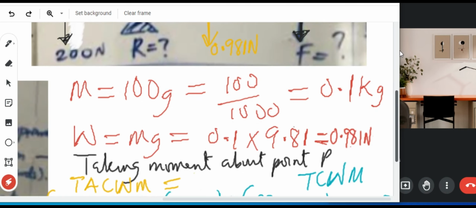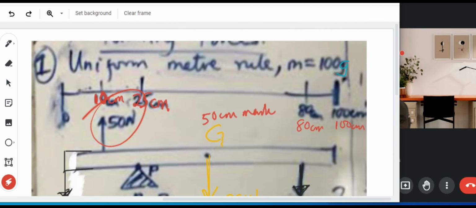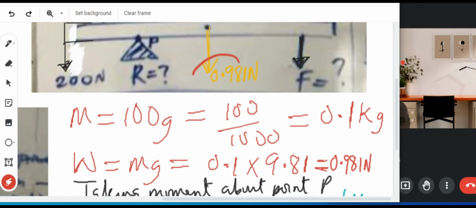That's for the 50 Newton force. That's another clockwise moment. Then we have another clockwise moment, the 0.981 Newton.